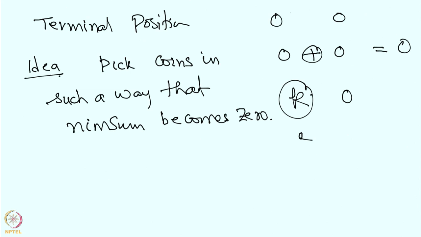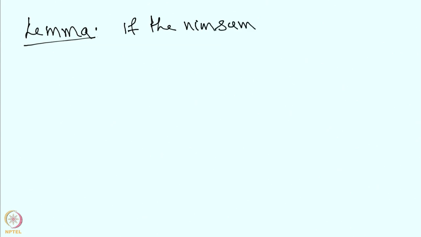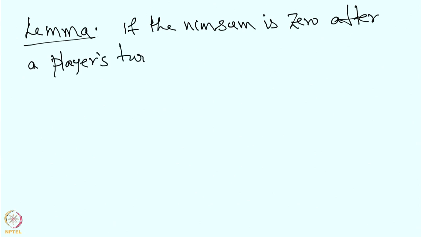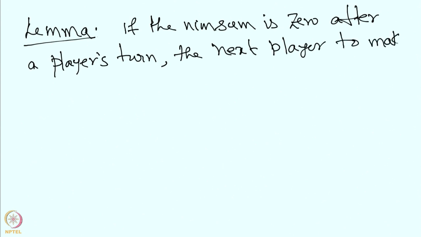How to do it? Let us say this proof depends on two lemmas. So, let me start with the two lemmas. First lemma is: if the Nim-Sum is 0 after a player's turn, then the next player to make a move must change it to non-zero.